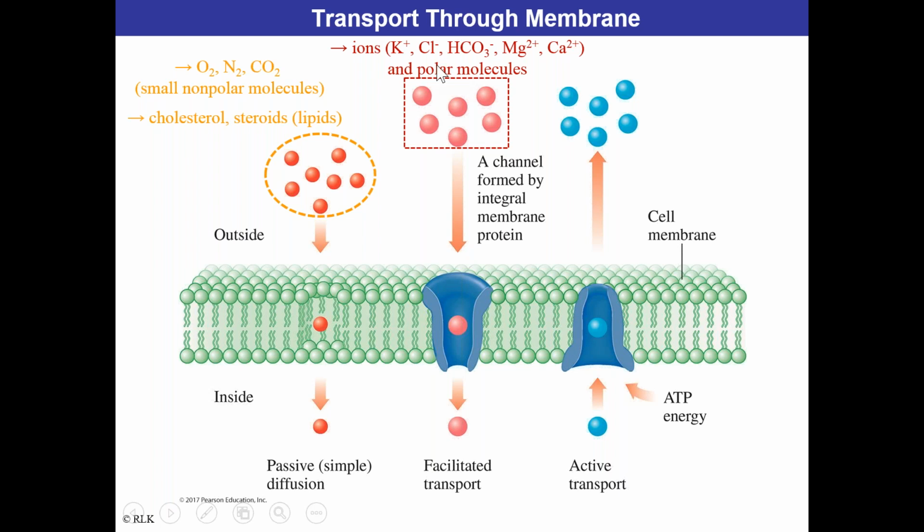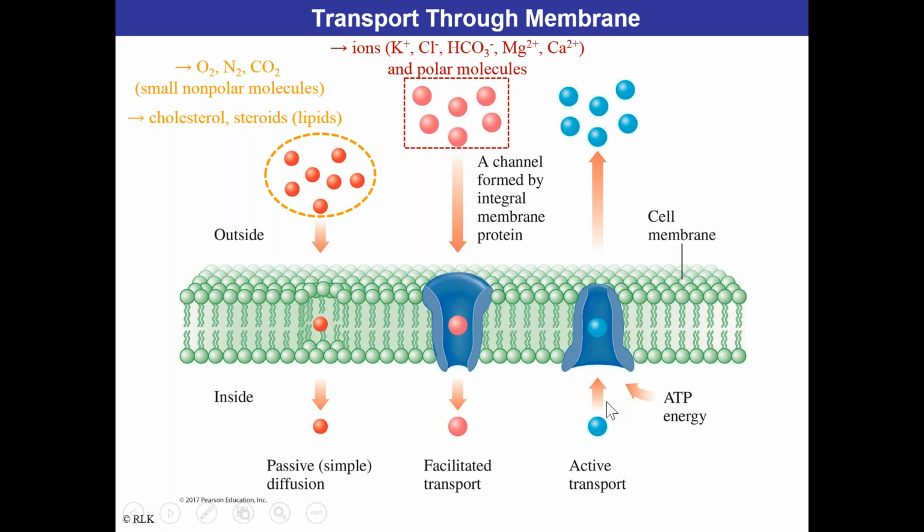Additionally, polar molecules are also able to be transported. For instance, glucose. Glucose is a polar molecule. It has extensive hydrogen bonding environments, right? The OH groups, and that will actually have facilitated transport into and out of cells.